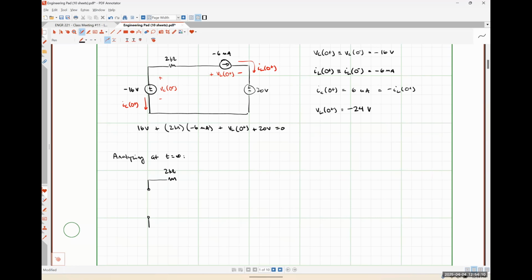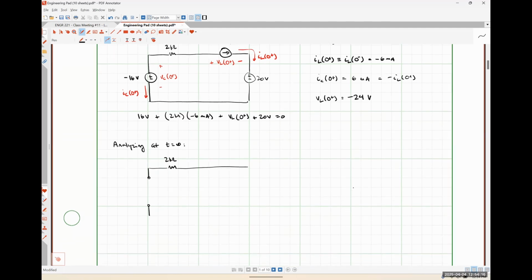I've got a 2 kilo ohm resistor. I've got a short circuit representing my inductance. And then I've got a 20-volt source over here. Like so. So let me just label a couple of things really quickly. So this is VC at infinity, IC at infinity, VL at infinity, and IL at infinity. And I believe we can see what all of these are just by inspection.